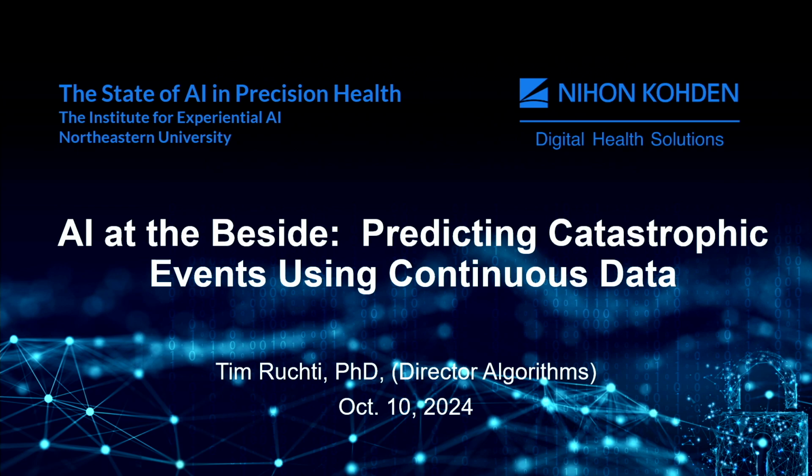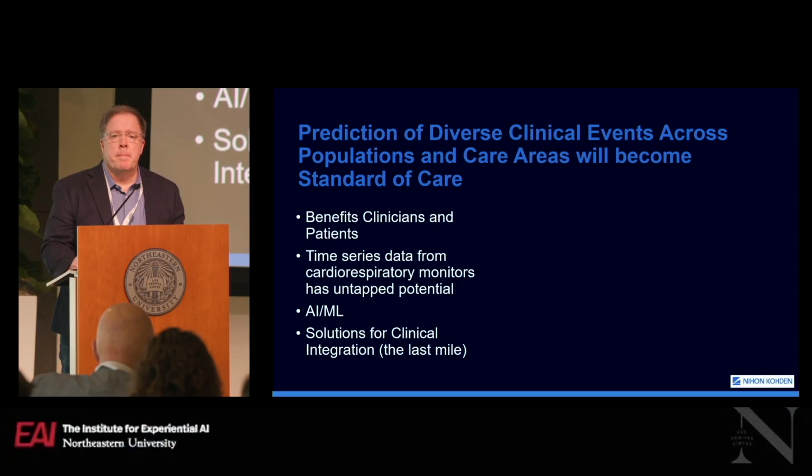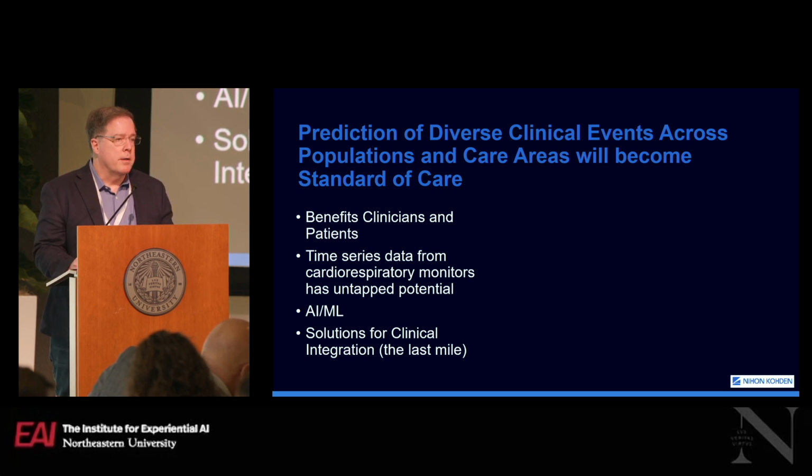Here we go. I'll be talking about a specific area of application of artificial intelligence in primarily the clinical setting, and that is the prediction of adverse clinical events using continuous data. I firmly believe that this is going to be standard of practice in the future. And the reason for that is there is benefits to the clinician, there's significant benefit to the patient. There is data that has not been tapped for its full potential, and that is continuous data from cardiorespiratory monitors.